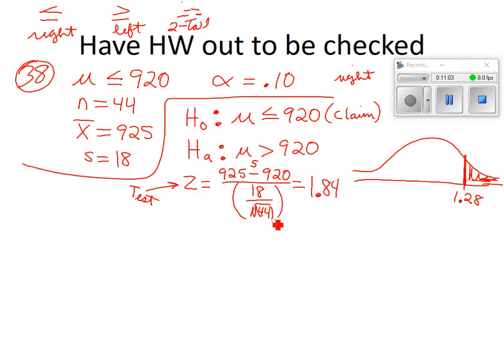Do you have the old calculator or the new one? On the new one you don't need these parentheses, but you do need the big parentheses. Otherwise it will divide by the 18, and then take that number and divide by the radical 44. Because this is a big fraction, you do all of this, and then you divide 5 by that.